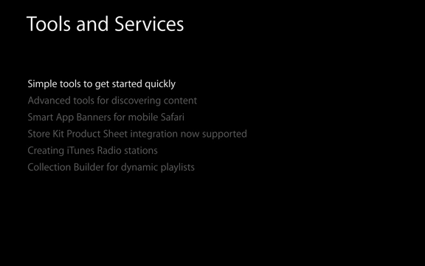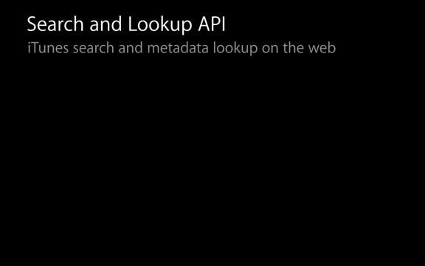So that's the simple stuff that you can do. You might be more interested in the advanced stuff for finding content. And for that, one of the best tools are the search and lookup APIs. And this provides metadata access on the web up to date and very, very easy to do so.